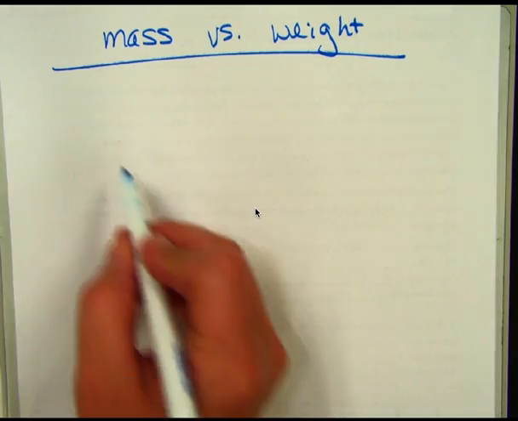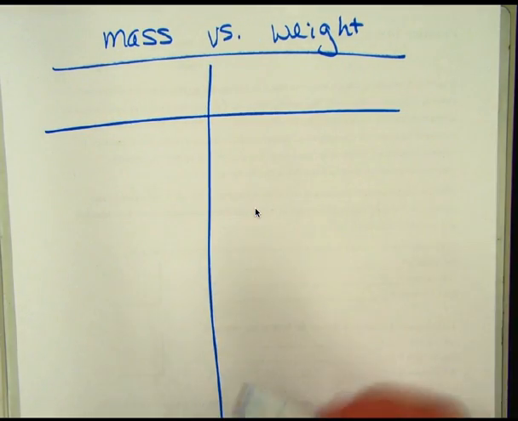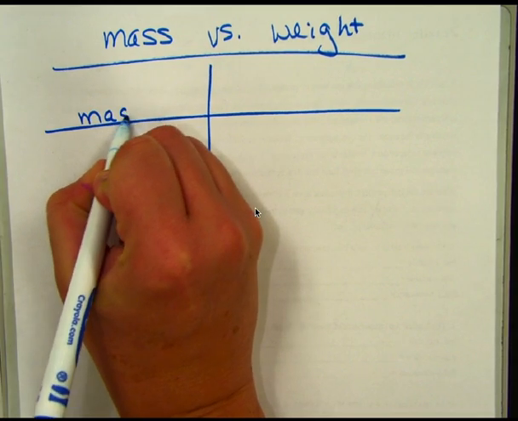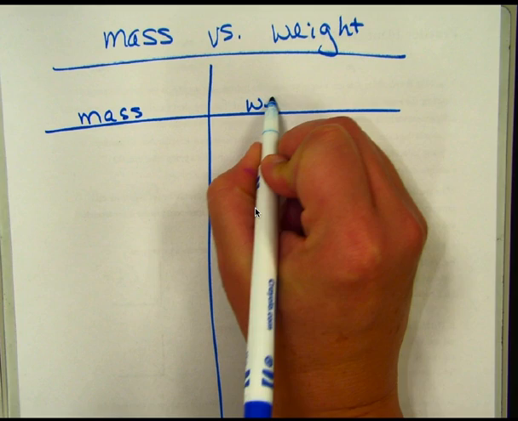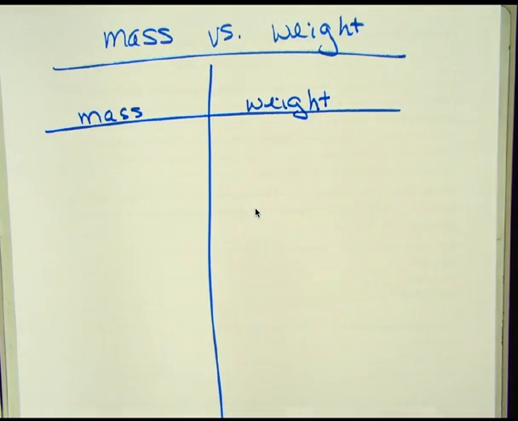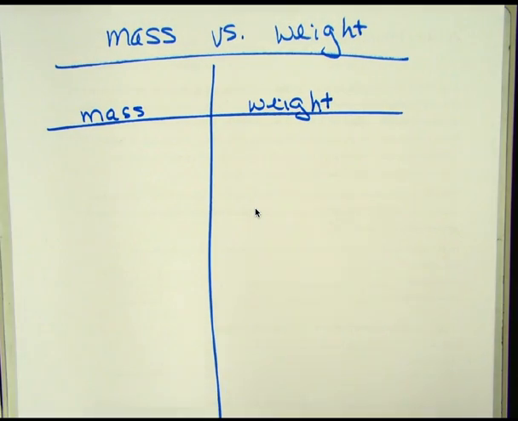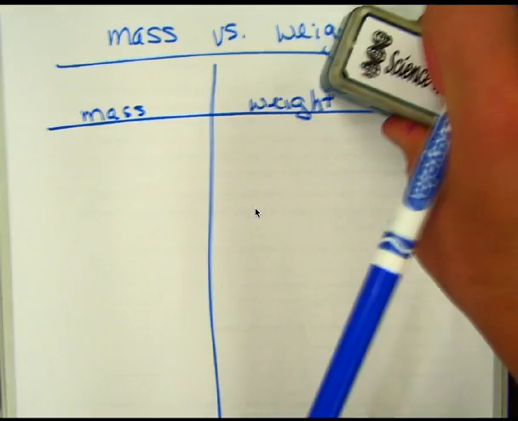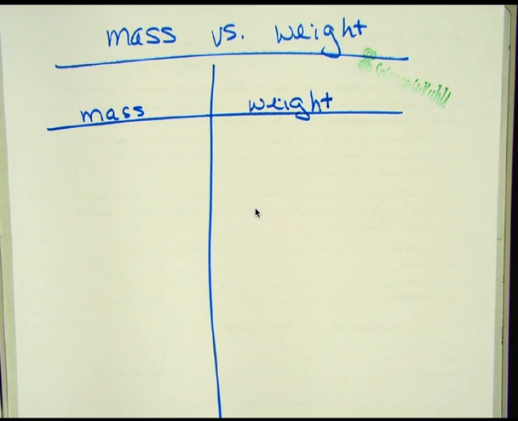So to compare mass and weight, we're going to make a T-chart. We're going to put mass on the left column and weight on the right-hand column. By the way, everything I write, you write. And then when you come to class tomorrow, you will get a stamp for completion. So everything I write, you write, and get a stamp. Sorry about the mic here so far.